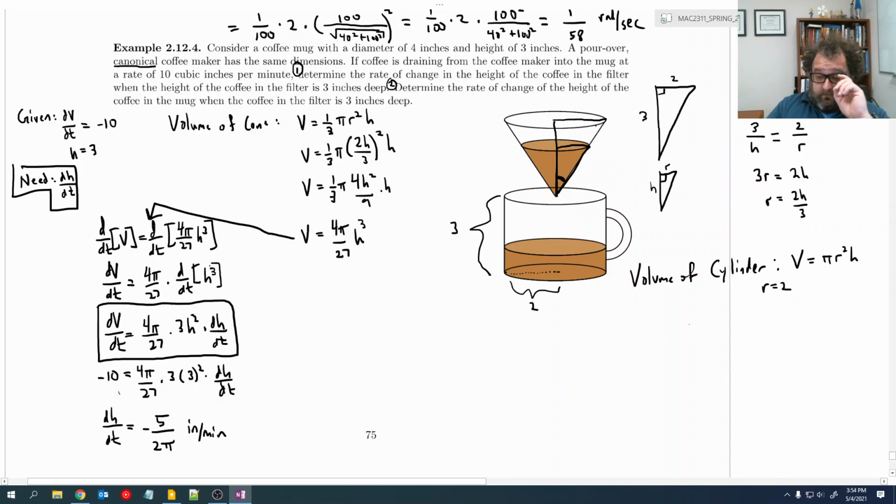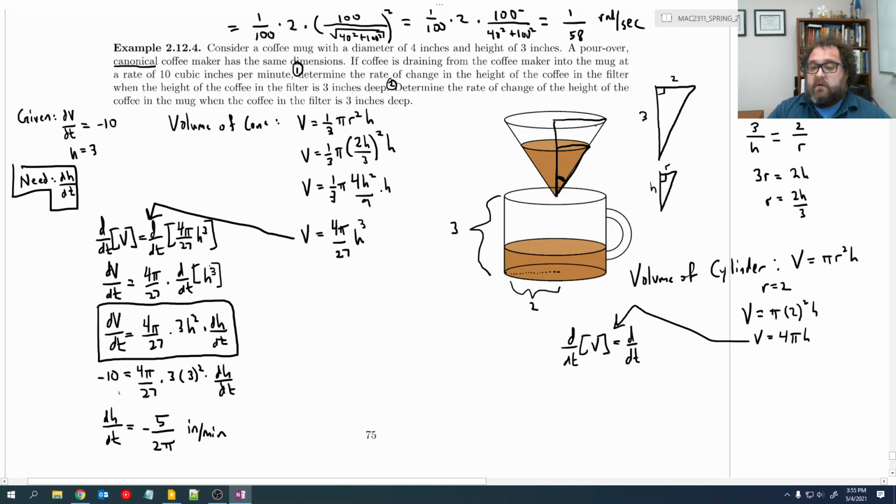And so we can say that V equals pi r squared h, so pi 2 squared h, or V equals 4 pi h. And now we have our related rates. Sorry, not there yet. We haven't differentiated. We have our equation that relates V and h, because we want to know the rate of change of the height of the coffee in the mug. So now we differentiate and we get the derivative of the left-hand side, V, equals the derivative of the right-hand side, 4 pi h.